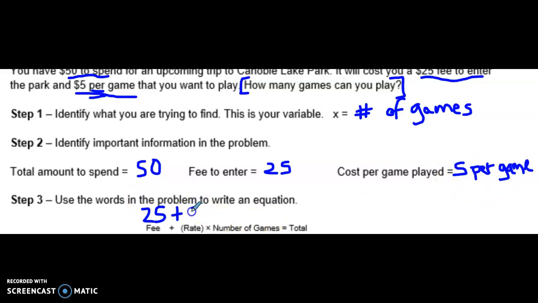So in this case, we're going to write it as 5x, right? X is the number of games that we're playing. This can change. And we have, in total, $50 to spend. This is the equation we would use to find how many games we can play. Now, if you wrote this backwards as 5x plus 25, the commutative property says that's okay. We would still get the same answer. So these are the same equation.